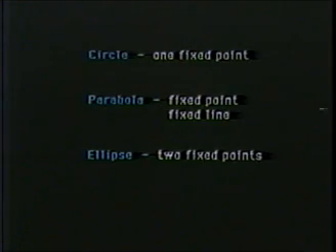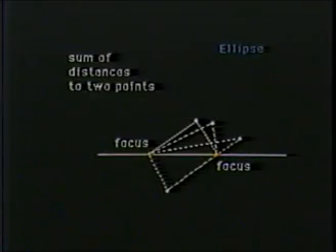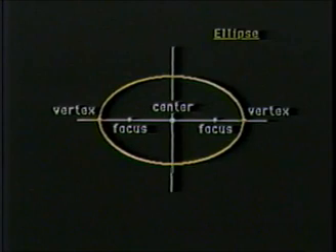Our next shape, an ellipse. How do we define it? By using two fixed points instead of one. To get an ellipse, we take all points where the sum of their two distances to the two focus points is a constant. Here are some examples. All of these points joined together by a nice smooth curve give us our ellipse.